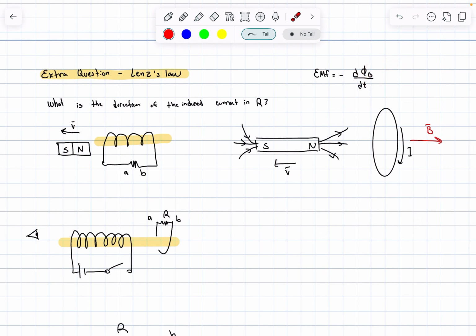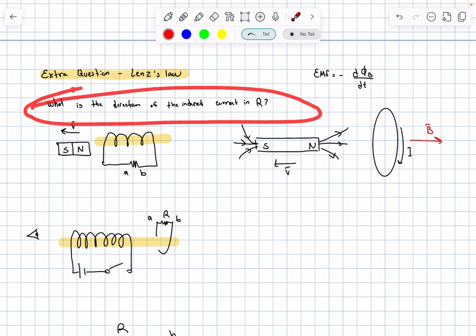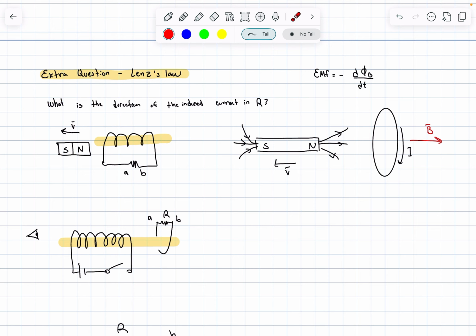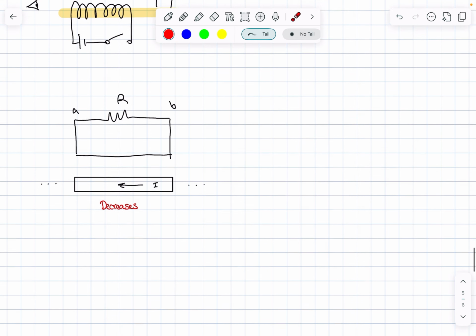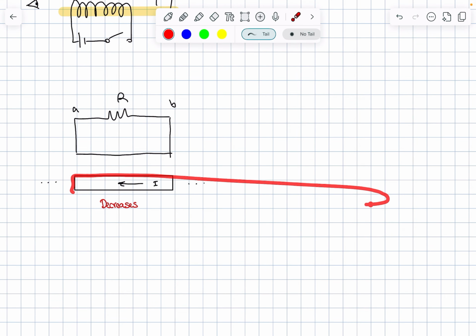In this video, I'm just going to be going over some problems that deal with Lenz's law. The idea is that we want to figure out what is the direction of the induced current through a circuit. We're going to start off with the easiest one here, where we picture this being a very long wire with a current going through it.